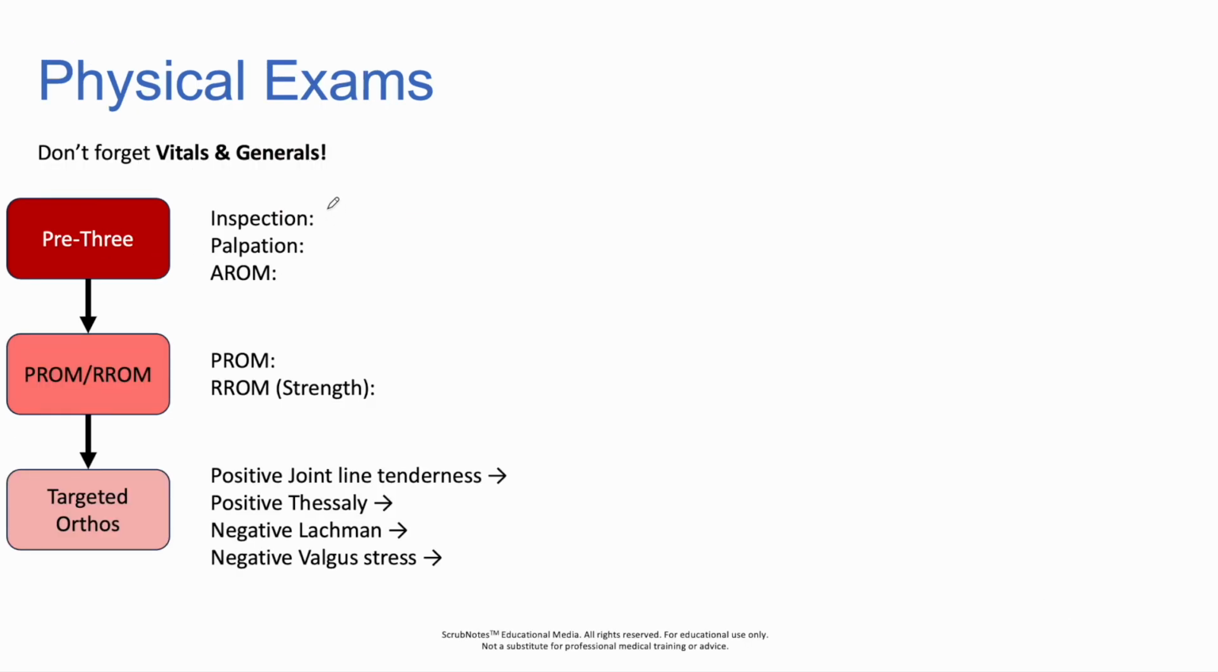Let's circle back to our case and apply the framework. The pre-3 showed no fracture or major instability. Active range of motion was largely preserved. However, the patient had focal medial joint line tenderness. The Thessaly test reproduced his pain and catching, and ligament instability tests such as Lachman and valgus stress were negative. When we follow the framework, the pre-3, diagnostic fork, and targeted orthos, this pattern strongly suggests meniscus pathology.